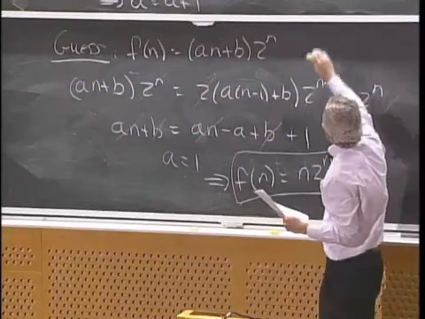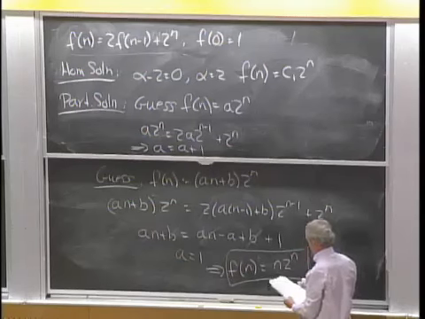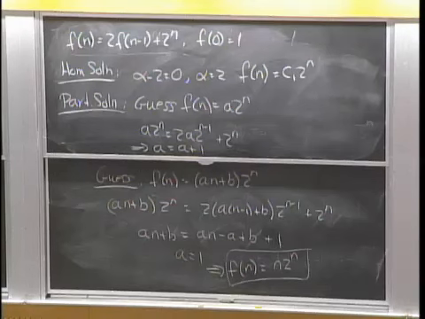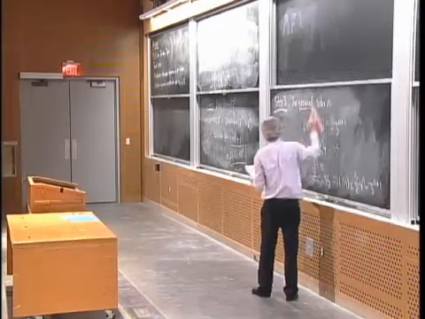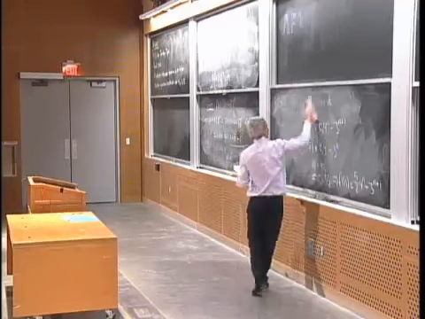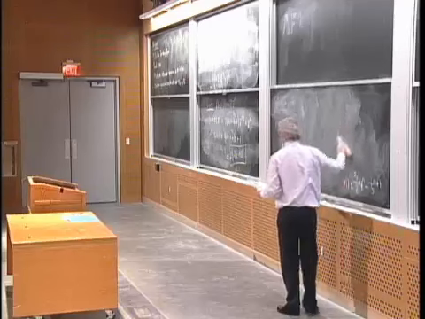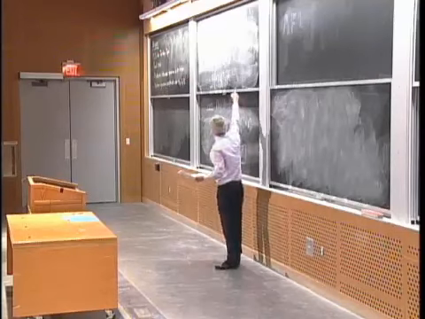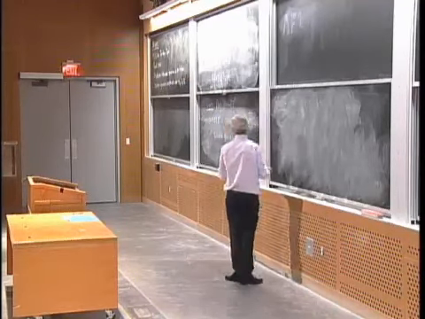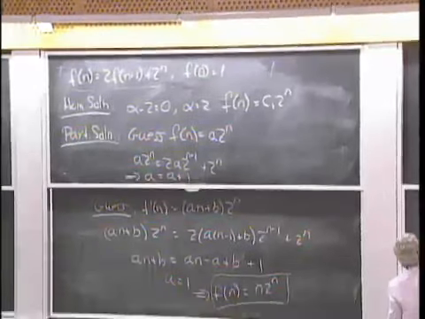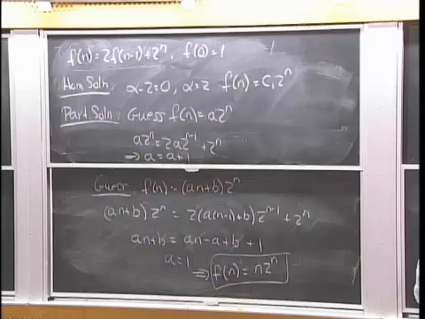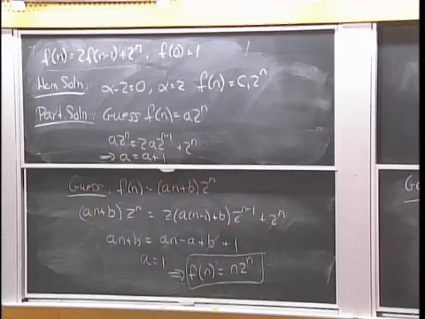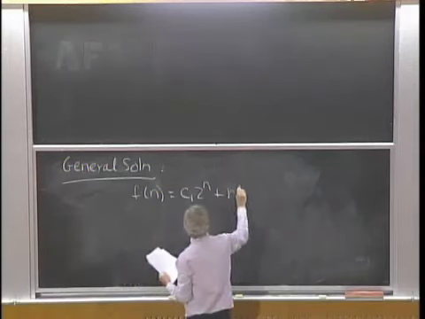And I've got my general solution up there: c1 times 2 to the n for the homogeneous solution. What's the next step? What's step 3? What do I do with these guys? This solution and that solution. Add them together. Good. So the general solution is f of n is the sum of c1 2 to the n plus the particular solution, n 2 to the n.